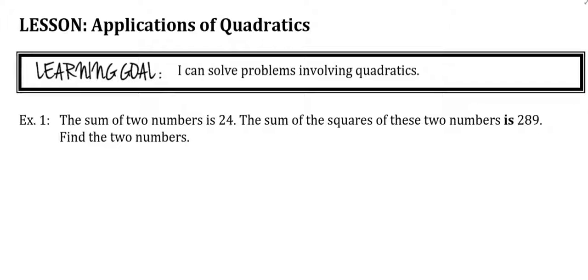A question like this is one that's very similar to ones that we've solved already. It's this bolded number over here. So let's read this question. It says the sum of two numbers is 24. That part we've seen. The sum of the squares of these two numbers is 289. In the last unit, it would have said max or min. So this is not a max or a min.